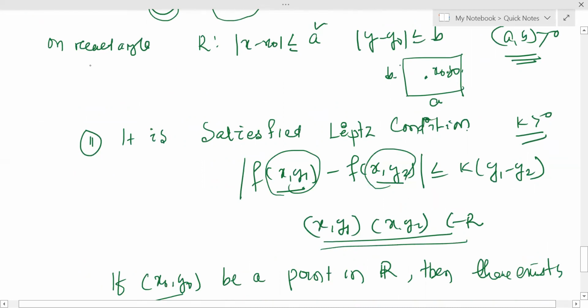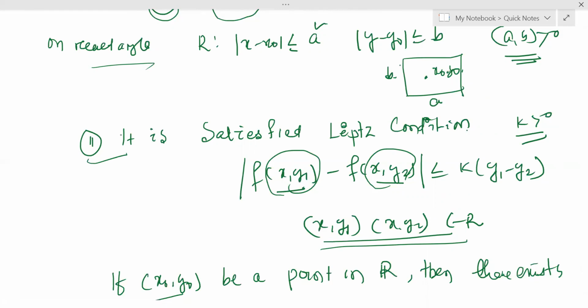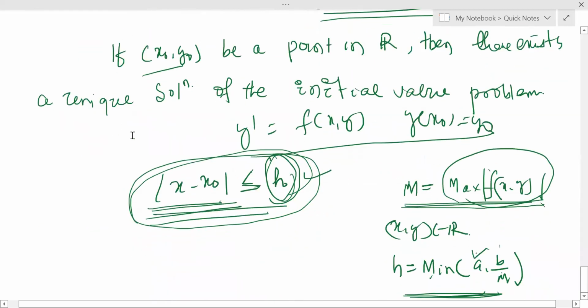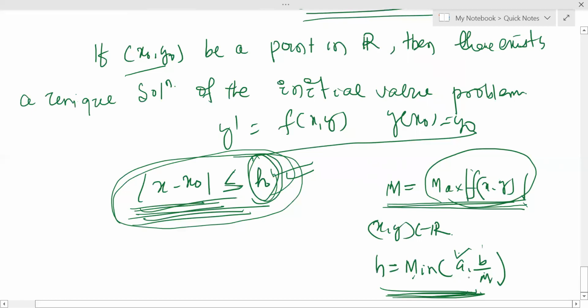If both conditions are satisfied, then (x0, y0) lies in R and there exists a unique solution which satisfies |x - x0| less than h. We need to calculate the h value. How to calculate the h value? Now, the maximum value of f(x, y) we consider as m, and h can be calculated as the minimum value of a, b/m. This is the minimum value.